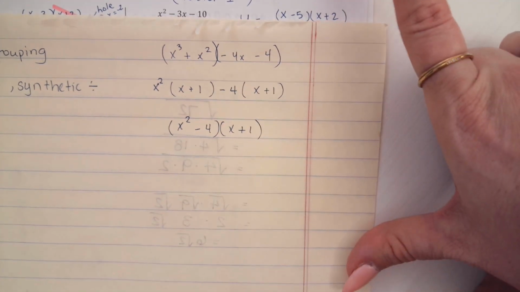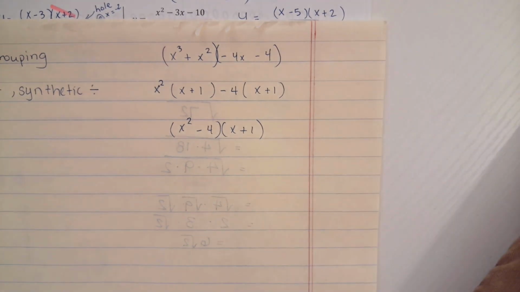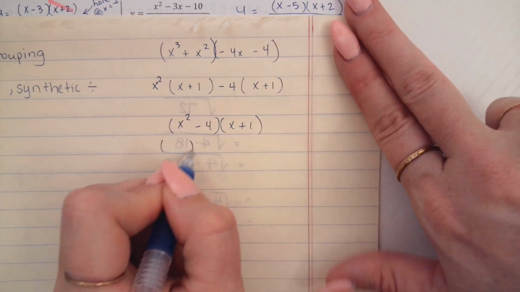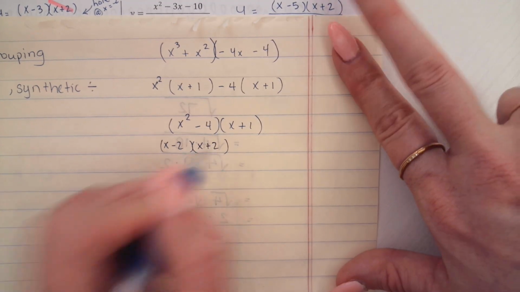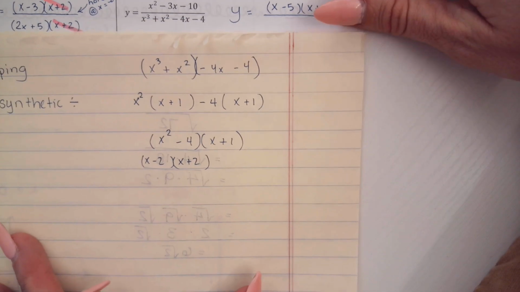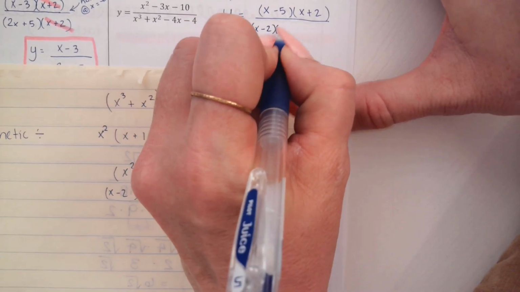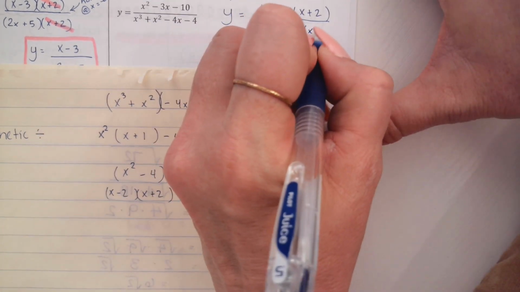But there's more. Anyone see that there's more? The x squared minus 4 is what type of quadratic? It's a difference of squares, so it has its own two little factors. So I'm going to transfer these three factors over to my denominator: x minus 2, x plus 2, x plus 1.